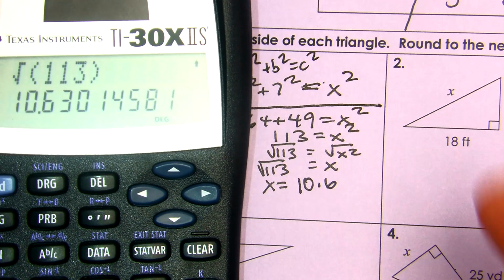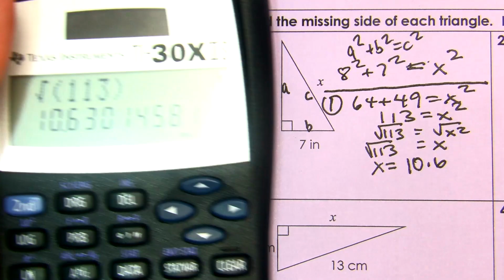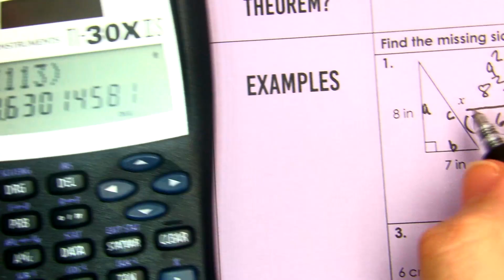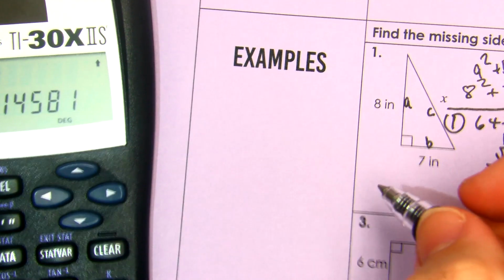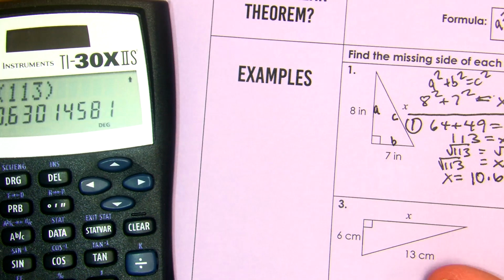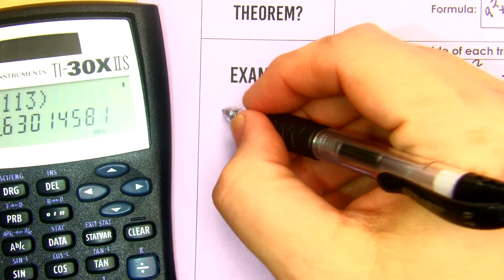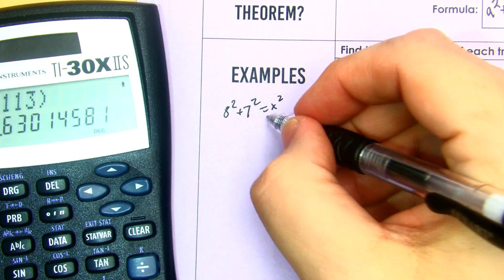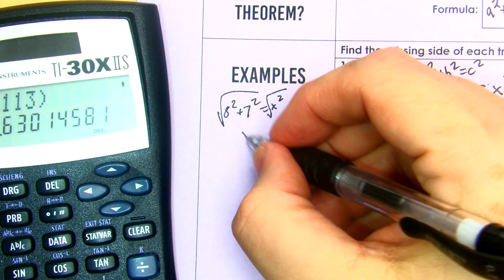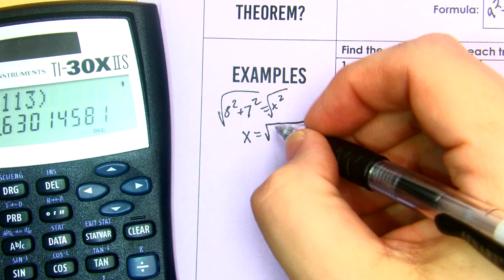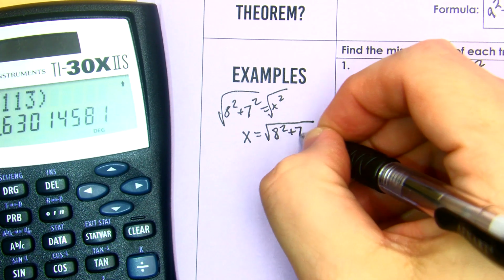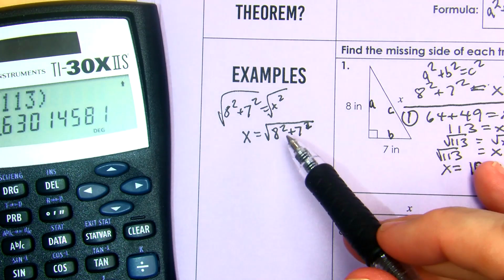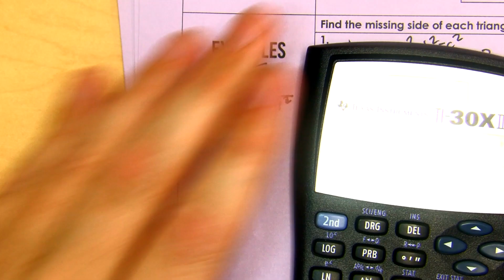Now, a couple other things you could have done. At this point right here, you could have seen, and I'll move this over here a little bit and zoom it out so you see a little bit more, you could have said 8 squared plus 7 squared is equal to x squared. And then take the square root of both sides and get x is equal to the square root of 8 squared plus 7 squared.